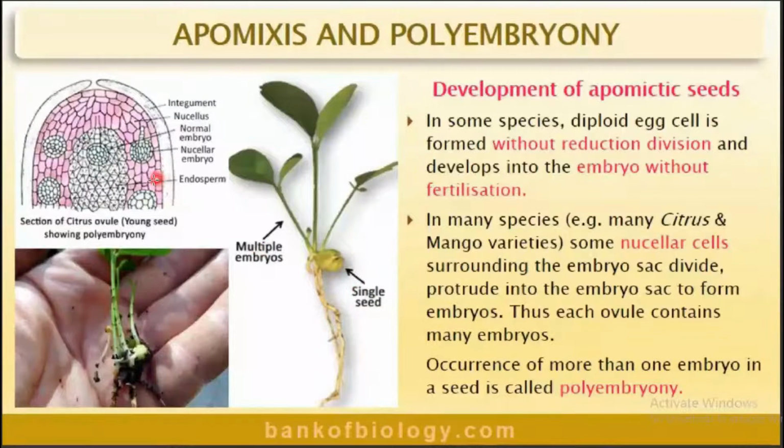Actually, what happened? In the nucellar tissues, some tissues differentiate into embryos, but these embryos will not grow into new plant later. Only the zygotic embryo will give rise to it. Zygotic embryo means what? After fertilization, zygote is produced. The zygote gives rise to embryo. That embryo only will grow into new plant. But the nucellar embryos degenerate. Okay, so that process is known as polyembryony.